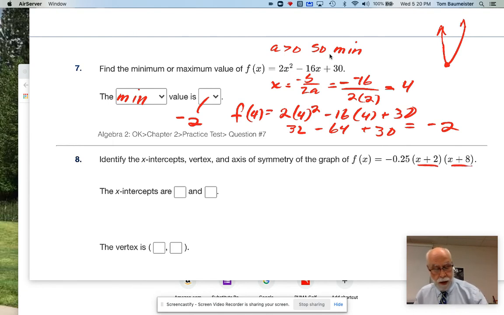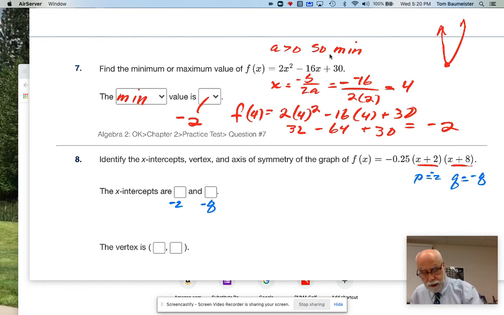All right. So remember, it's just going to be the opposite of that. So P would equal negative 2 and Q would equal negative 8. All right. Just always think of it's the opposite. So those are our x-intercepts. So negative 2 and negative 8.